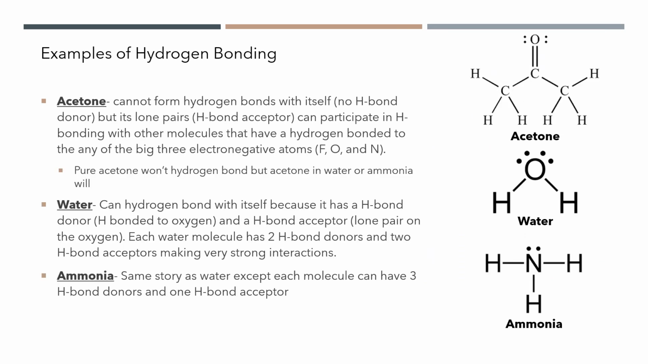A few examples right here. So acetone right here. If you look right there, there is no hydrogen that is bonded to any of the fluorine, oxygen, or nitrogen. The only hydrogens that are present are bonded to carbon. So if you had just a mixture of acetone, you would not be able to have any hydrogen bonding occur. However, if you had another molecule that did have a hydrogen bonded in one of those, this part of the molecule could act as the acceptor.